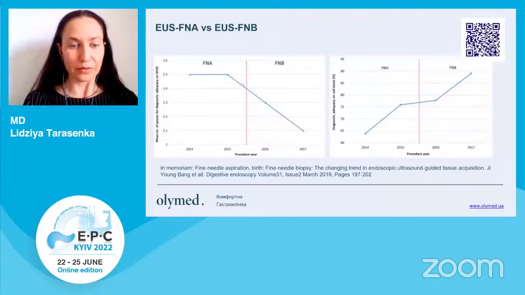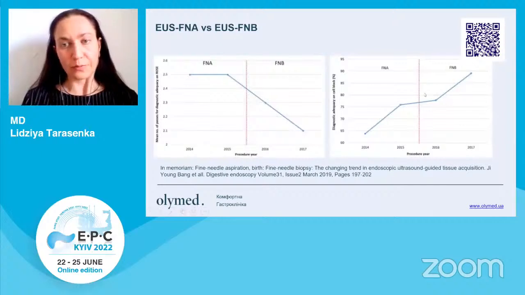They compared the number of approaches, the number of passes needed to obtain an adequate amount of material for morphological examination. And expectedly, after the introduction of FNB needles, this number went lower. The second parameter evaluated was the number of adequate samples, sample adequacy with FNB needle, and this adequacy grew throughout the use of FNB needle.